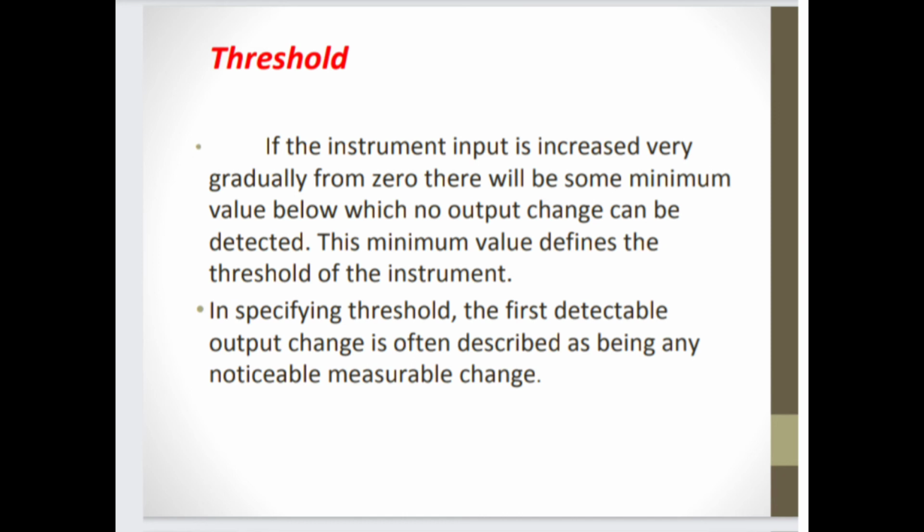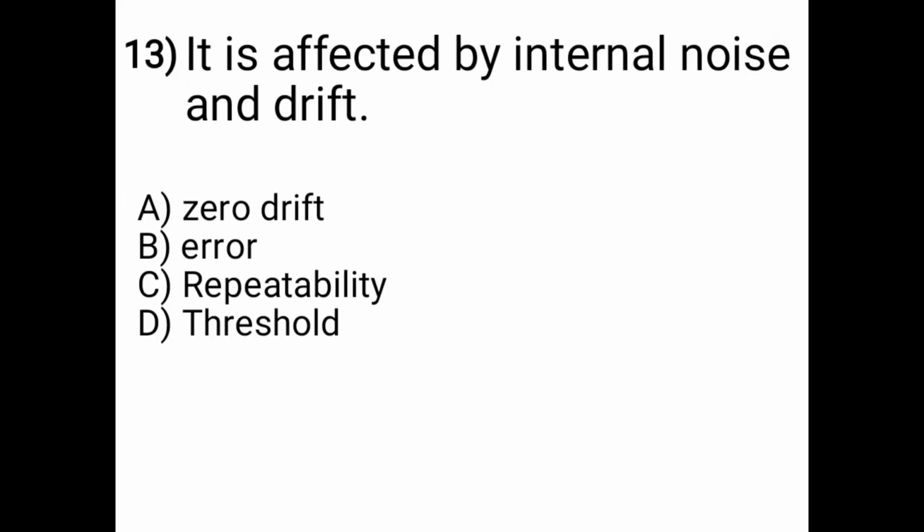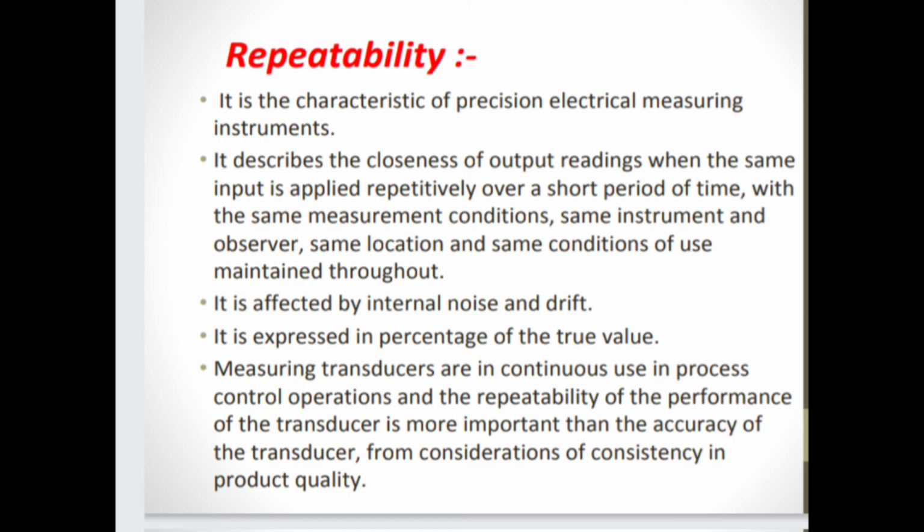Then the next question: it is affected by internal noise and drift. Options are A, zero drift; B, error; C, repeatability; and D, threshold. The correct answer is option C, repeatability. Repeatability is affected by internal noise and drift. Here we see repeatability in detail. It is a characteristic of precision electrical measuring instruments.